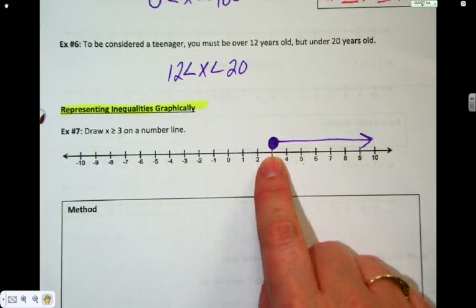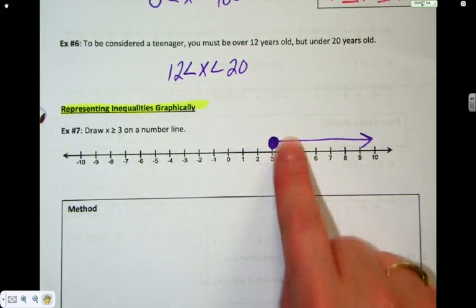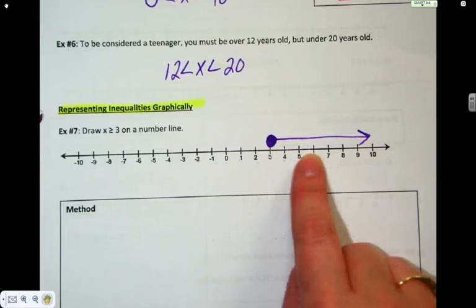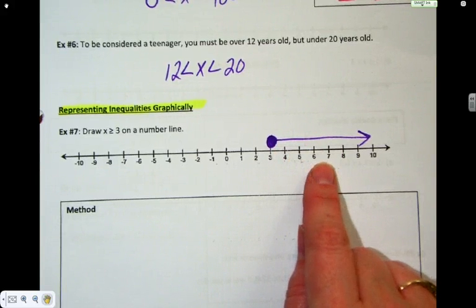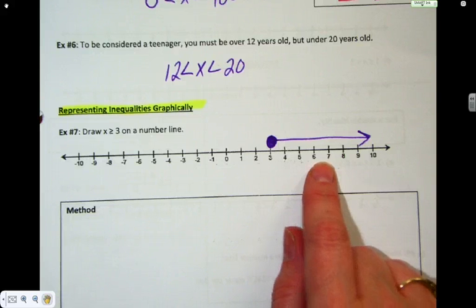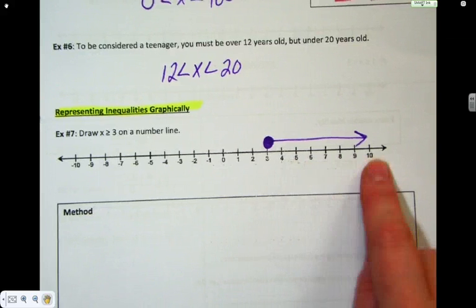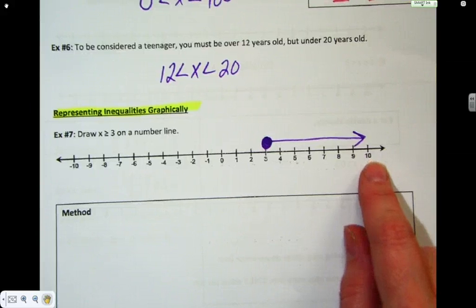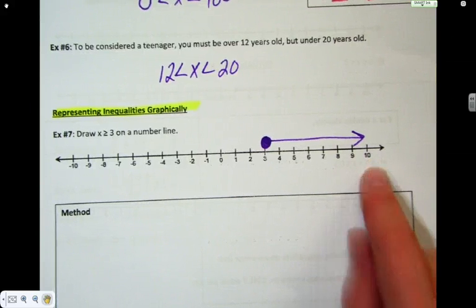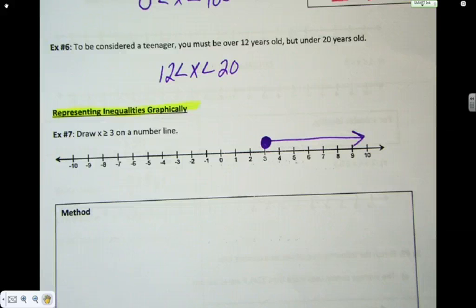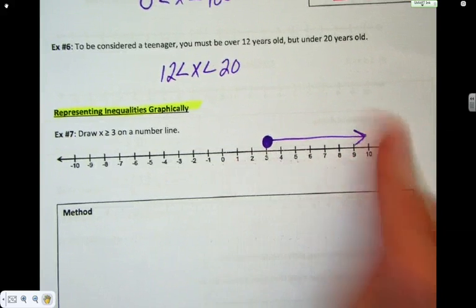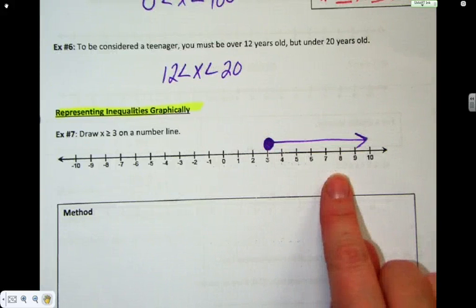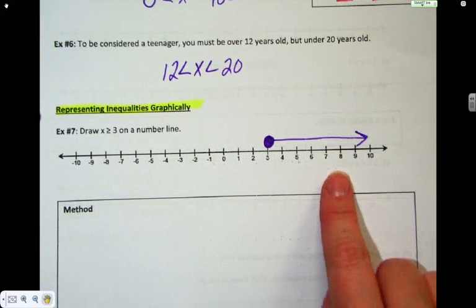3 is counted because it's black. What about 4? Is that shaded there on the arrow? Yes. What about 5? Yes. What about 6.7? So can I go in between numbers? Is 6.7 greater than 3? How far can I keep going up? Because the number line doesn't stop at 10. What's the largest number that's greater than or equal to 3? Infinity. That's why we have the arrow on the end. This is a picture to show me all the numbers that are greater than or equal to 3.